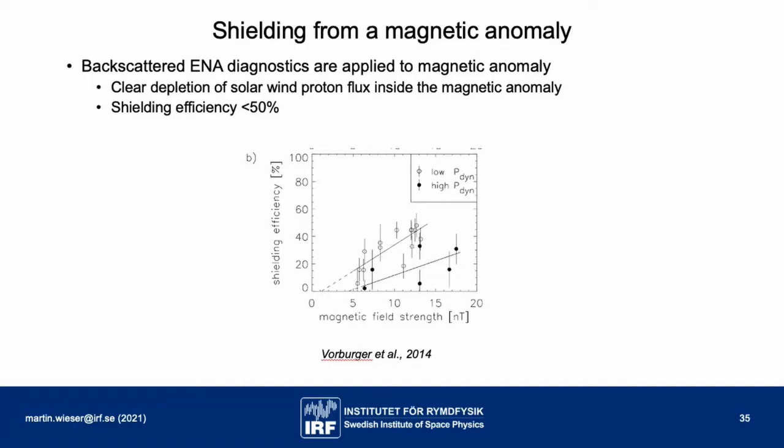And it corresponds nicely to expectations: increased solar wind dynamic pressure results in less shielding, and also a stronger field increases the shielding. But still, the shielding of the solar wind is typically less than 50% in all the observed cases.